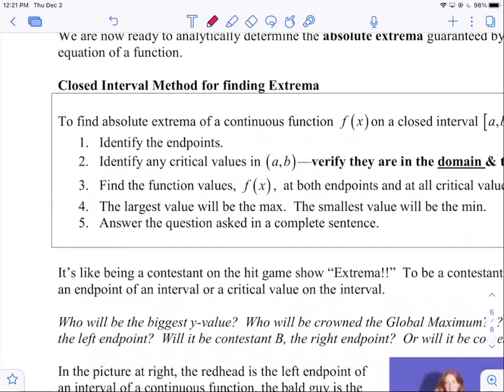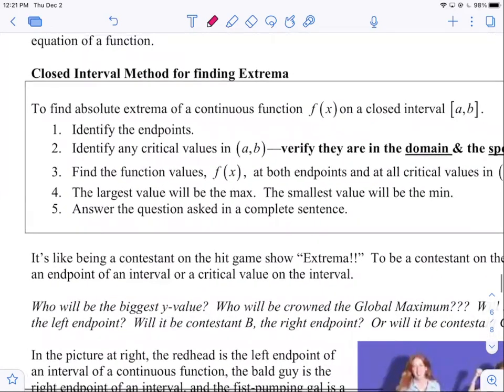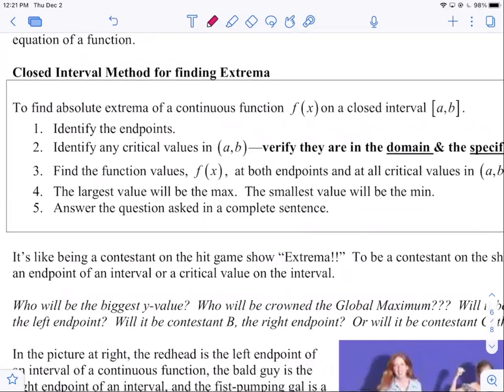Okay, so here's how we're going to do it. To find the absolute extrema of a continuous function on the closed interval from A to B, number one, we've got to identify the endpoints. That's pretty easy, right? Because they're going to be handed to you. Let's look at this function on this closed interval. So there you are, they're A and B. Now what we need to do is find any critical values that live where?